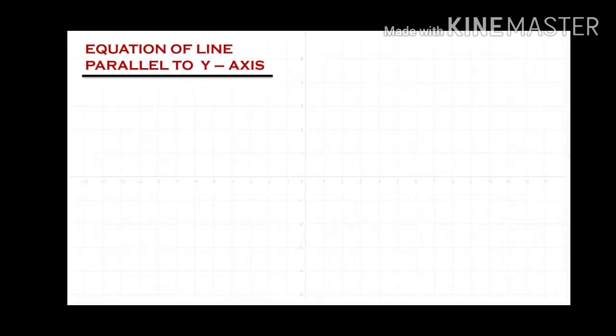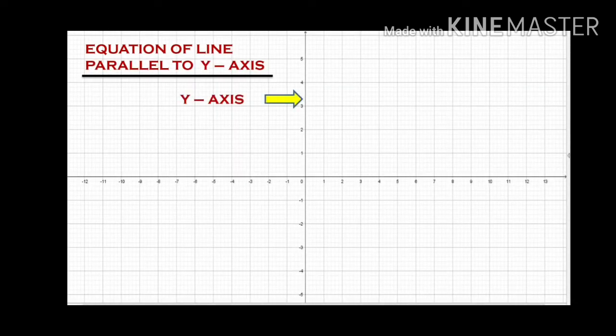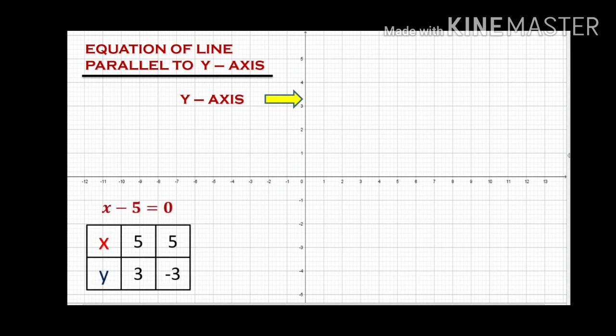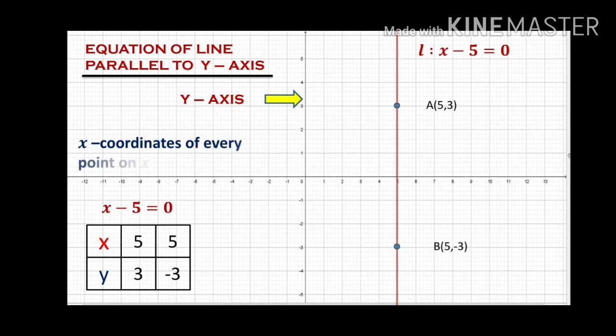Now let us plot it on the graph. We'll take the y-axis here and let us plot these points. First is (5, 3) and another one is (5, -3). We'll draw a line through it. Now we can see that the line is parallel to the y-axis. The x coordinate here is 5. Wherever you take a point on this line, the x coordinate will always be 5.